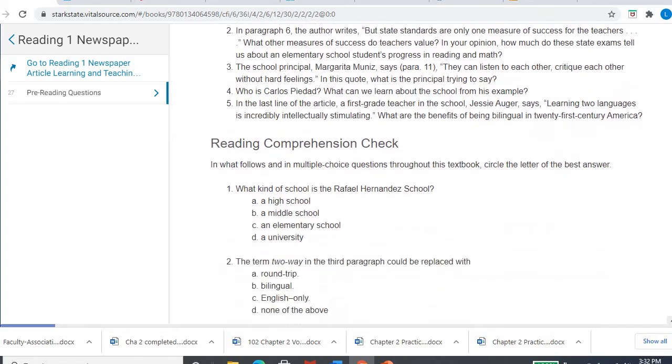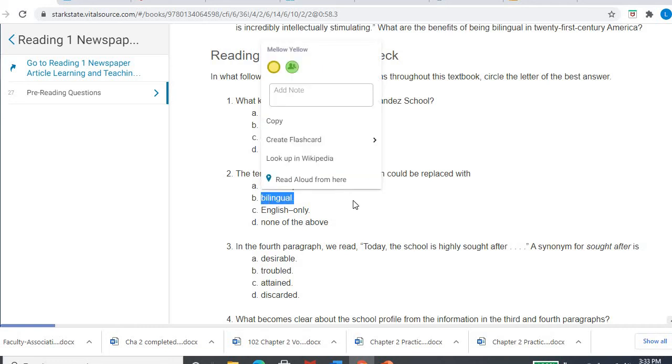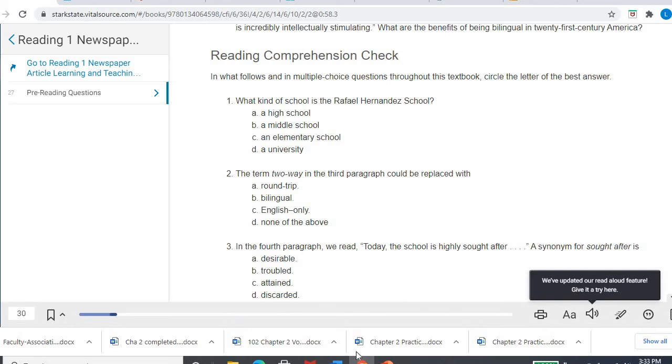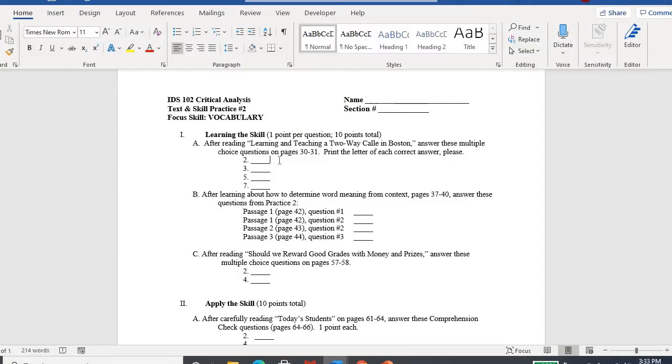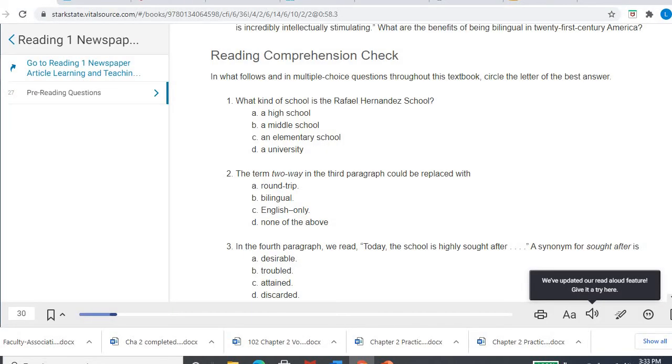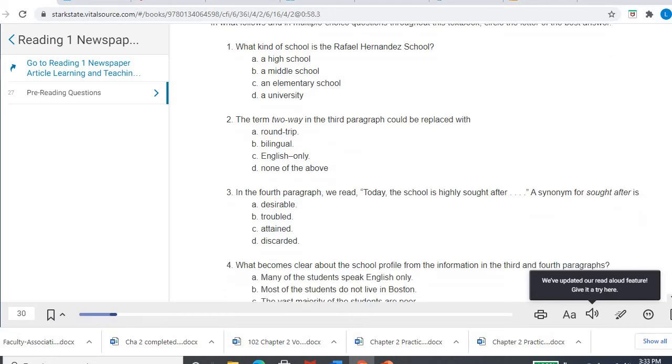Okay, so two-way language school. I know they're not talking about a two-way road, right? So two-way, to me, language means that they are bilingual. There are two languages going on there. So in my text and skill sheet practice, here I would go ahead and just write a B, or type a B rather. And then if we look at number 3, in the 4th paragraph, it says, today the school is highly sought after.